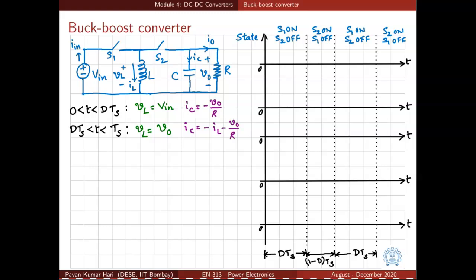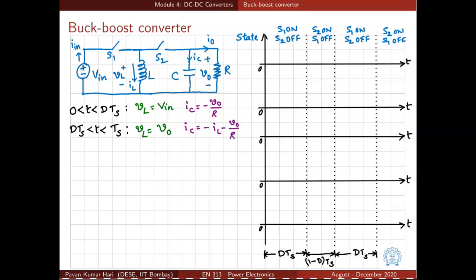By just looking at these expressions, we can say that for a circuit to operate in periodic steady state, the average value of VL, the average voltage across an inductor, should be 0. That means if V in is getting impressed across the inductor for an interval of dTs, and if VO is getting impressed across the inductor for the next interval, they have to be opposite in sign. That means the polarity of V in and VO has to be different. For a positive input voltage, you will get a negative output voltage.